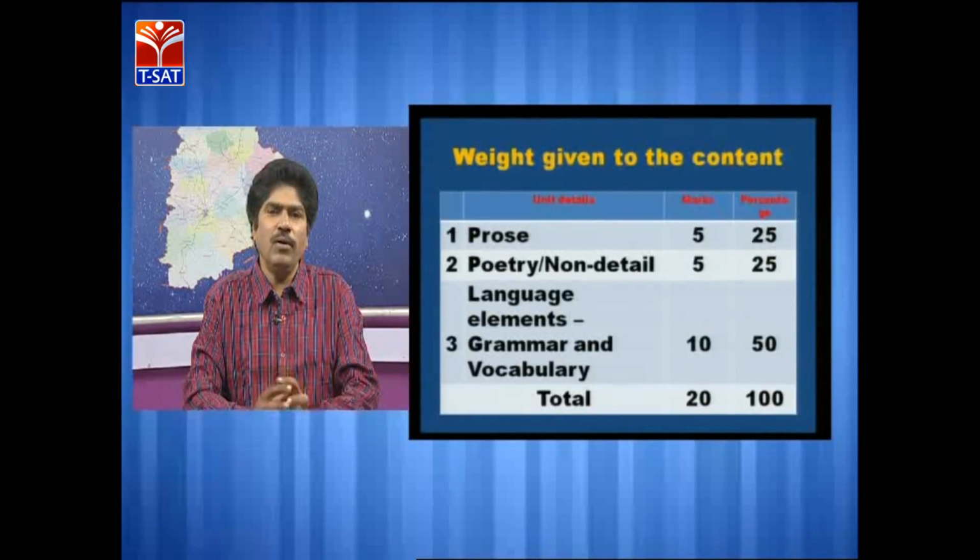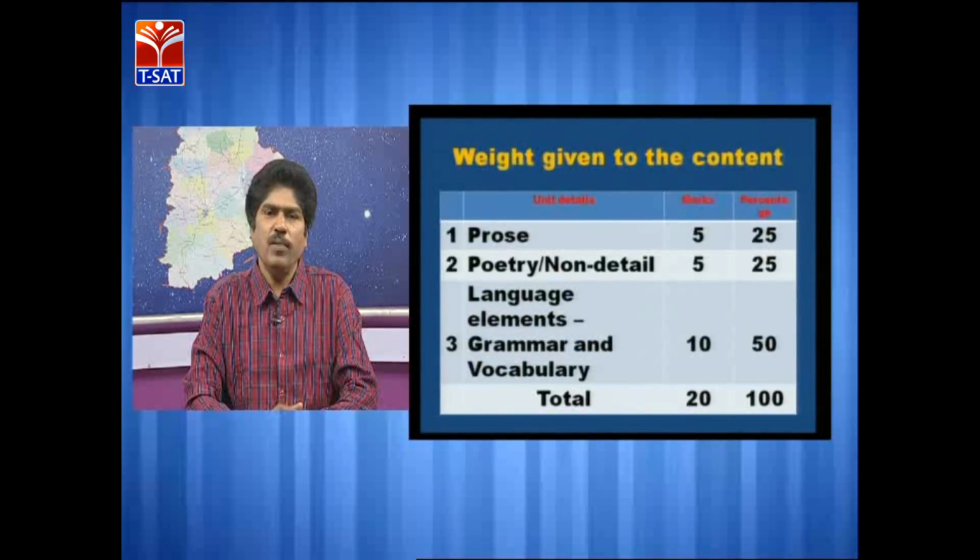Weightage is given to the content. You observe this. You should give weightage to all the content areas: prose, poetry, language elements, that means grammar and vocabulary. You observe here, we may allocate 5 marks for prose, poetry and non-detail for 5 marks, language elements, grammar and vocabulary 10 marks. Total for 20 marks we have to construct the test.